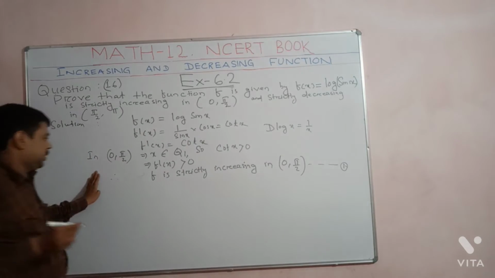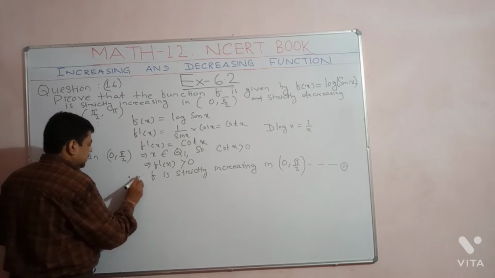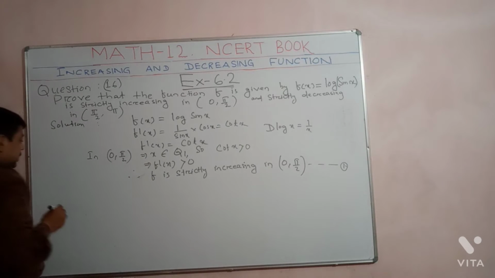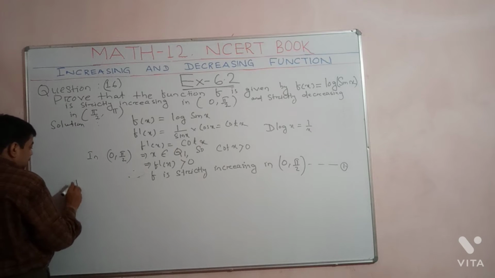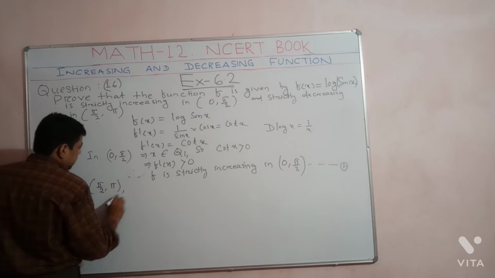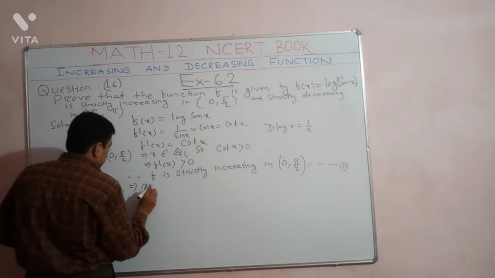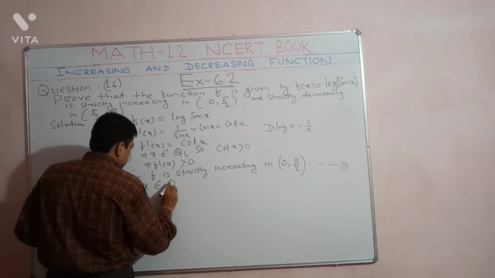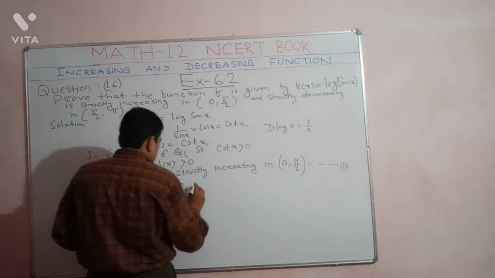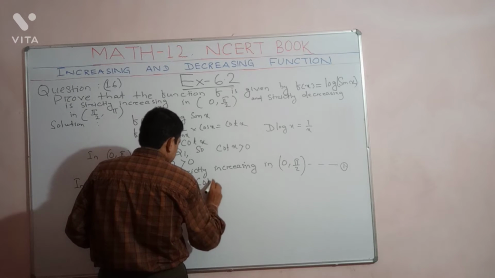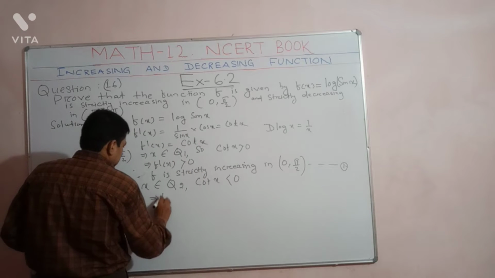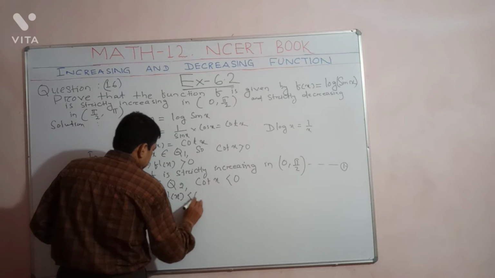Let us come to the second point. In the second point, you have to take that the function f is strictly decreasing in the interval pi by 2 to pi. Okay? Understand? It means in the interval pi by 2 to pi. It means what? That implies the angle x lies between what? Second quadrant. In the second quadrant, cot x, what? We know that cot x is less than 0. Cot x is less than 0. That implies f dash x is less than 0.